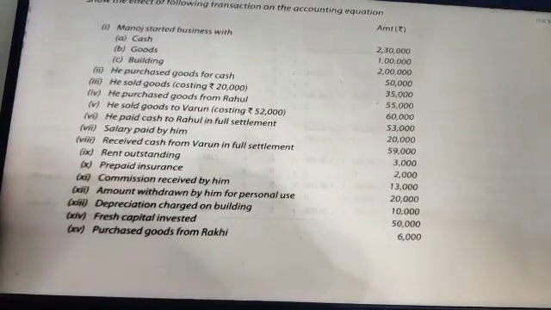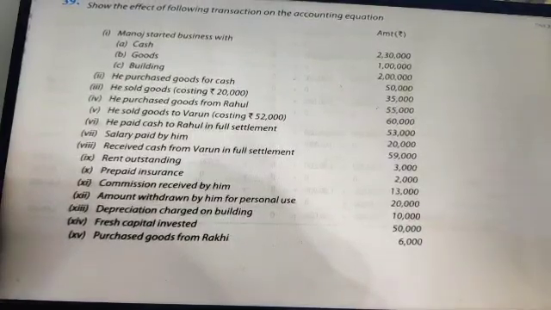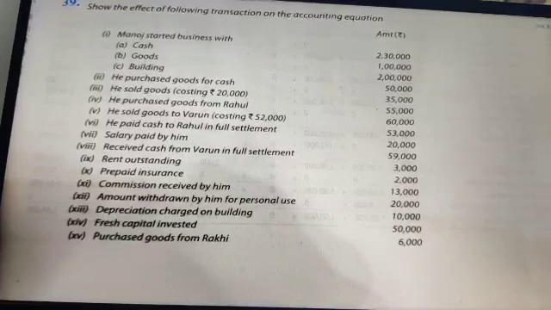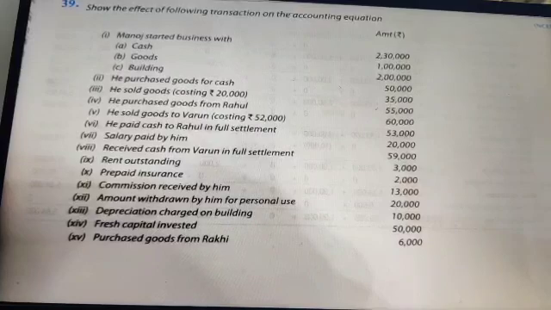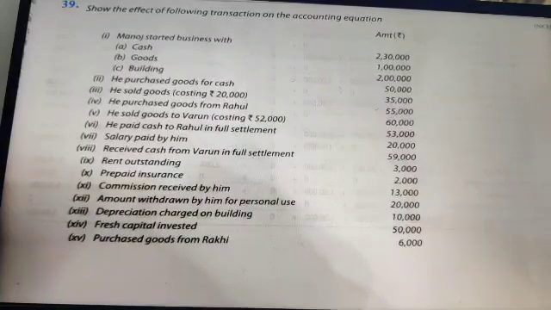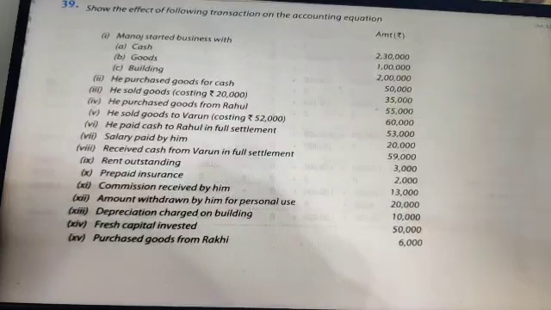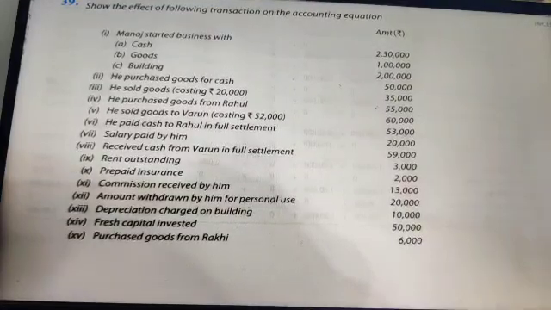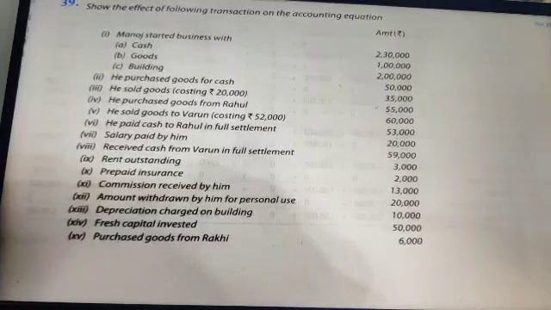Now see over here, transaction number 5 says he sold goods to Varun costing rupees 52,000 at rupees 60,000. Now students, over here we are presuming that Varun is a debtor. Reason being, as you read on in the question, transaction number 8 says received cash from Varun in full settlement. This means your transaction number 5 would have been on credit basis. That is why you are receiving that amount later on.